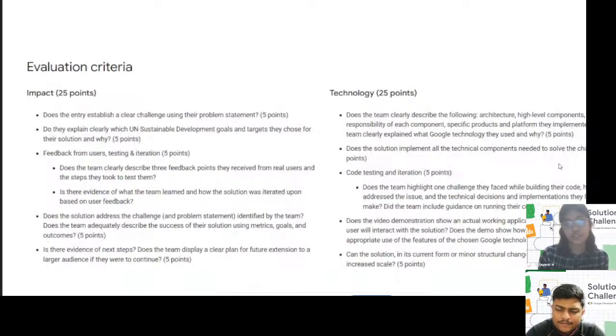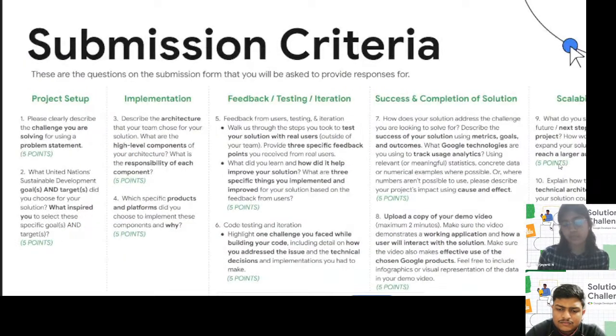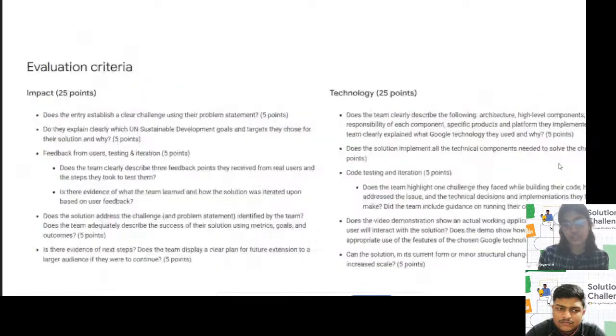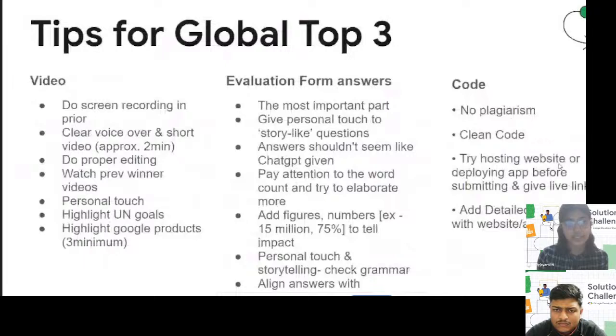I already told you that 25 points are for impact and 25 points are for technology. So it sums up to 10 questions, 5 for impact and 5 for technology. So whenever you're giving any solution, make sure to keep in mind which category the question is falling into, either the impactful question or the question focusing on technology. So that should be rightly addressed. You can once read through this evaluation criteria. It is the same as the submission criteria.